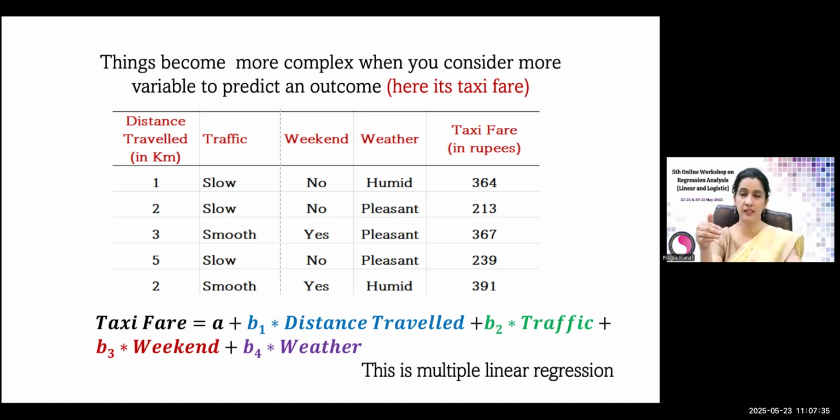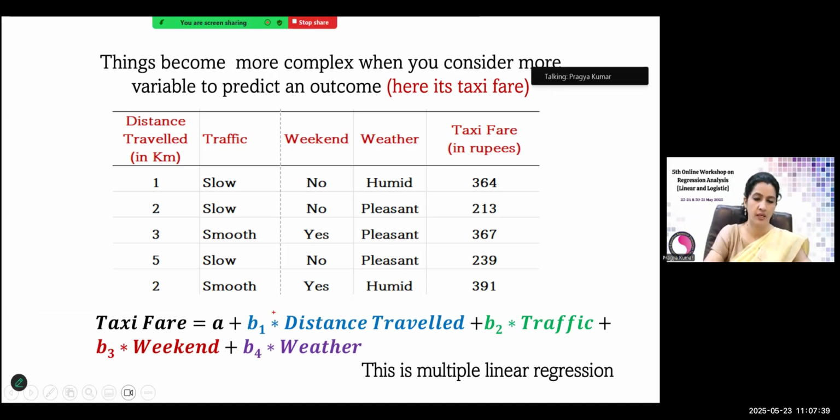Like here, the taxi fare will be A, which is the intercept. And then there are other predictor variables also, like distance traveled, the situation of the traffic, whether it is a weekend or weekday, how is the weather. And then instead of B, you have B1, B2, B3. So there will be a separate coefficient for each of these predictor variables.